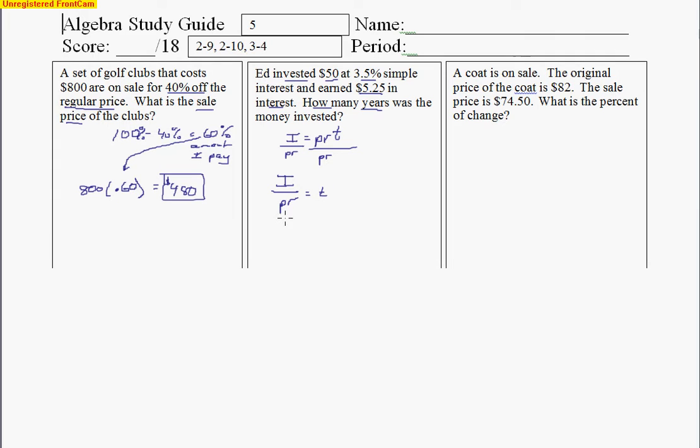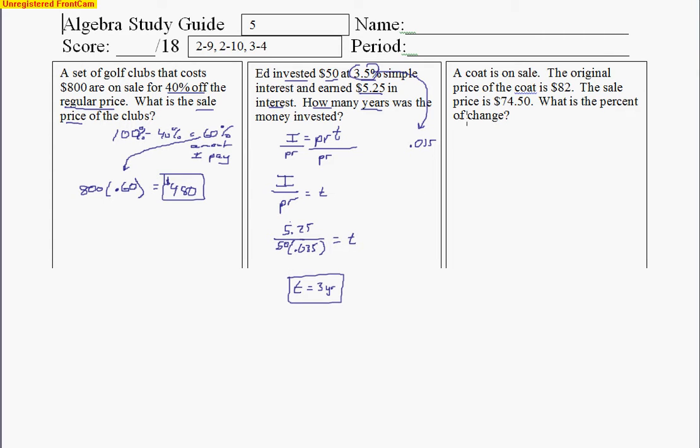Now I've got I over PR equals T, and that's what I'm going to substitute into. So I take the $50 invested and put that in for P. I take the percentage, but I have to change that percentage to a decimal, so this is going to be 0.035. So times that by 0.035, and then I put the interest on top, which was $5.25, and this is all going to equal T. So I do some work there, multiply these two, and divide that into that number, and I end up with 3 years as the answer.